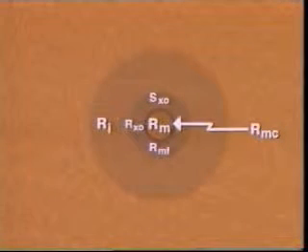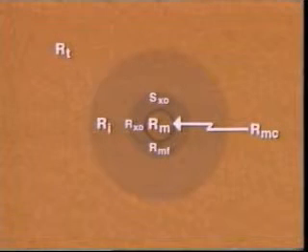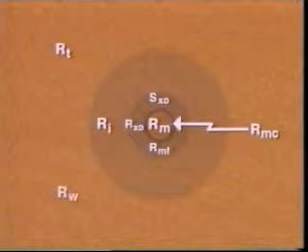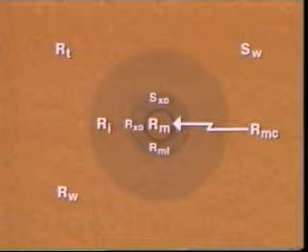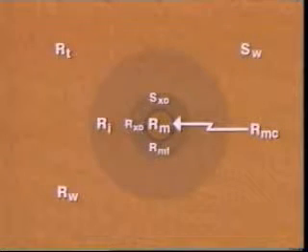The resistivity of the transition zone is referred to as R sub i. In the uninvaded zone, the true formation resistivity is referred to as R sub t. The resistivity of the water is referred to as R sub w, and the saturation of the uninvaded zone is referred to as S sub w.